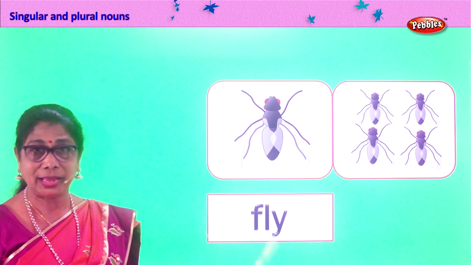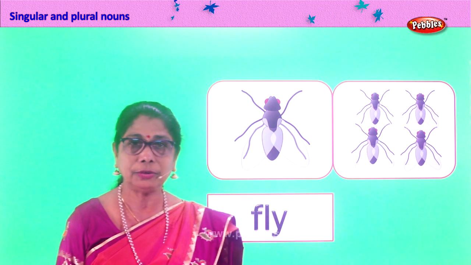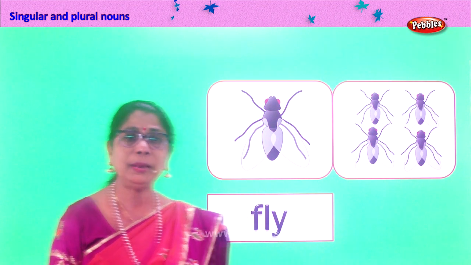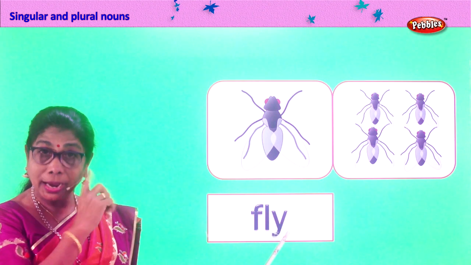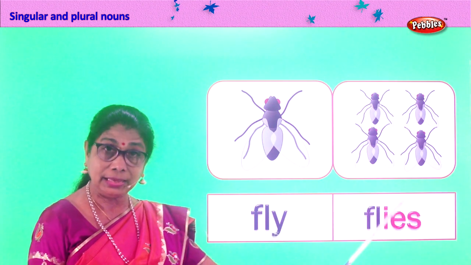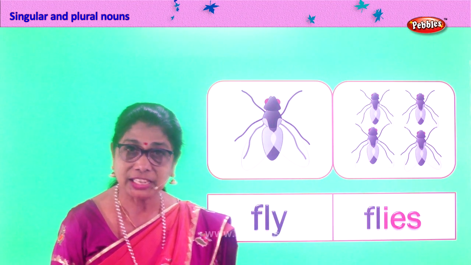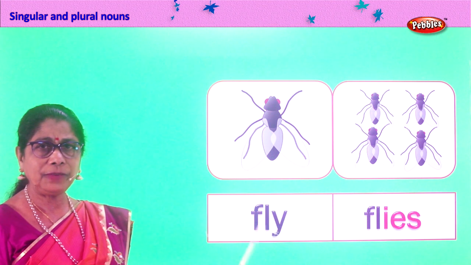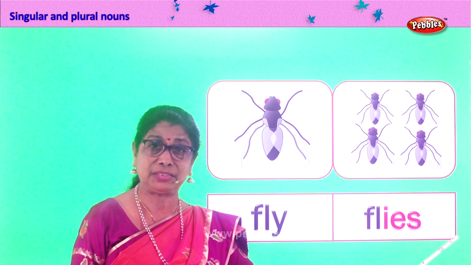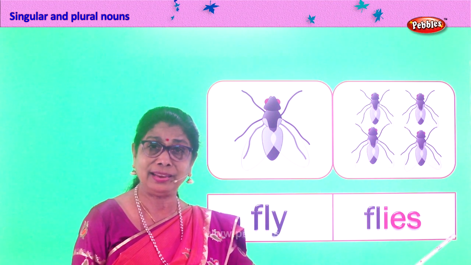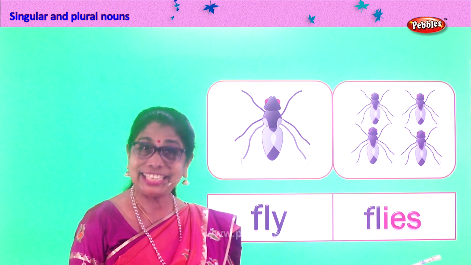FLY, fly. One fly. Singular form, fly. Now we have 4 here. Now how do you form the plural? Fly. Remove Y. Add IES. So FLIES. Flies, plural form. Fly, flies. Fly, singular, flies, plural. We took away Y, added IES. 1 fly, 4 flies. Did you enjoy?